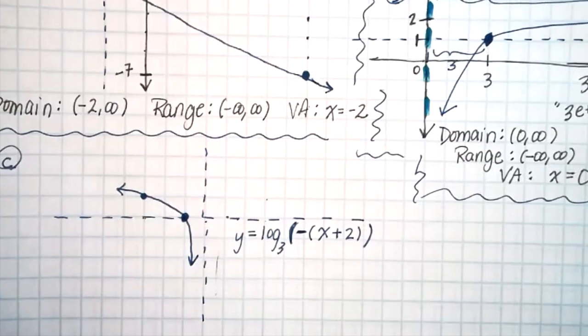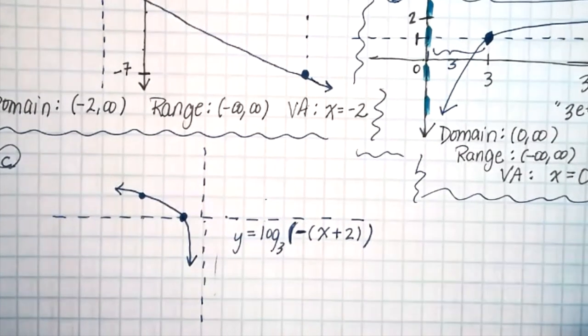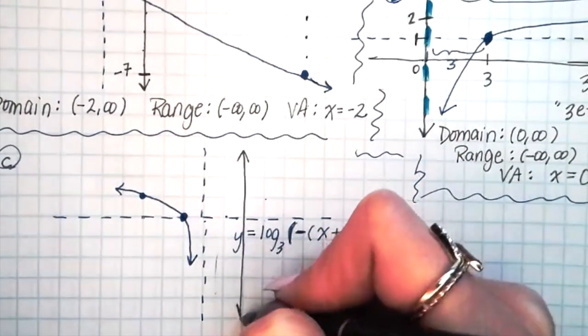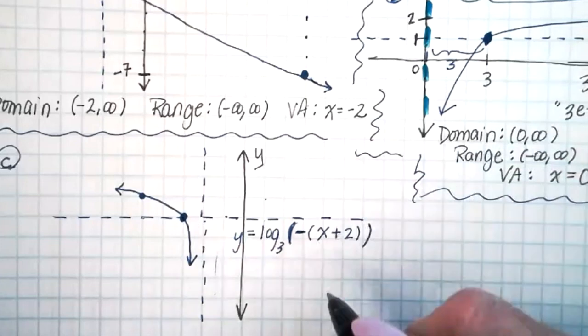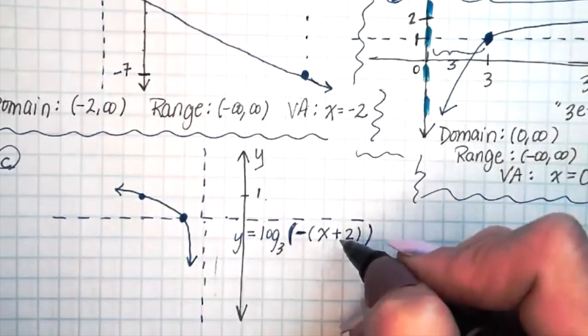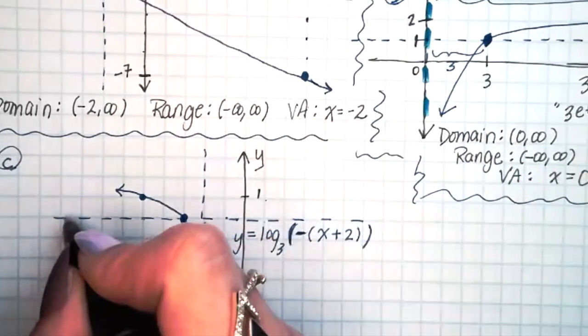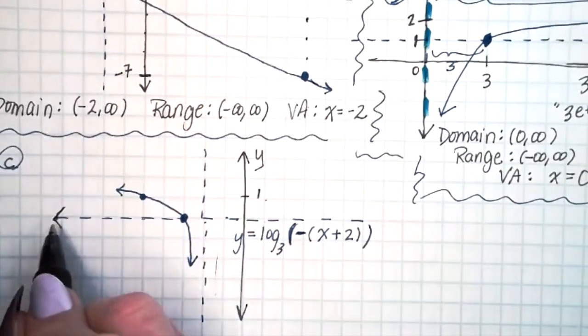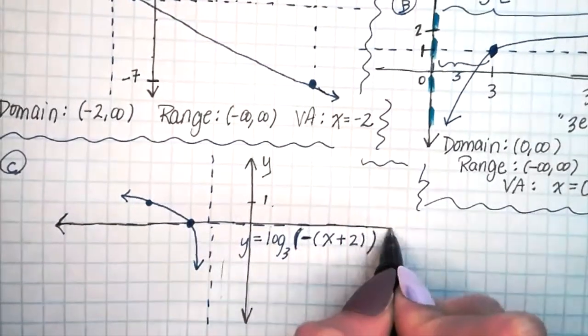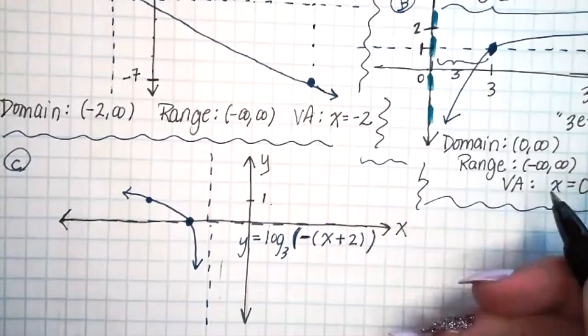From here, we're going to draw the x and y axes. X plus 2 moves the graph 2 units to the left. That means the y-axis is 2 units that way. So that's our y-axis right there. Next, there's no vertical shift. That means our x-axis is right there.